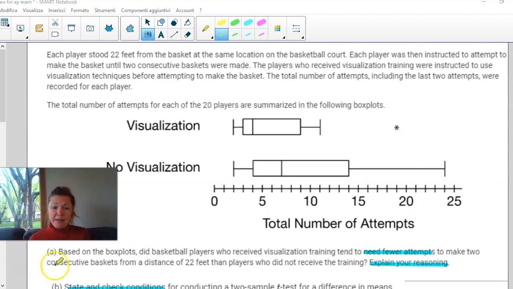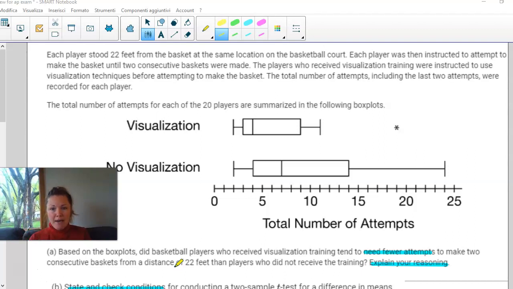So let's get back to this problem. Based on the box plots, did the basketball players who received visualization training tend to need fewer attempts to make 2 consecutive baskets from a distance of 22 feet than players who did not receive the training? Explain your reasoning. Okay, so here's the catch, guys.